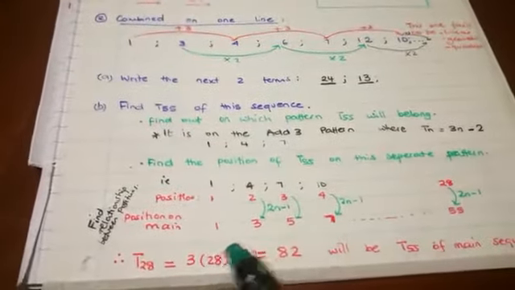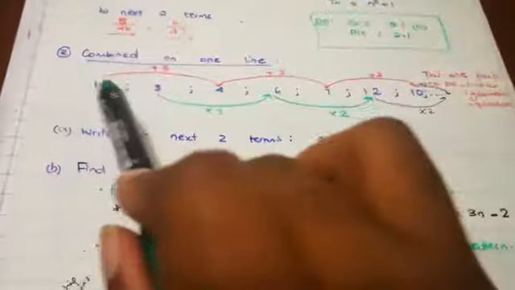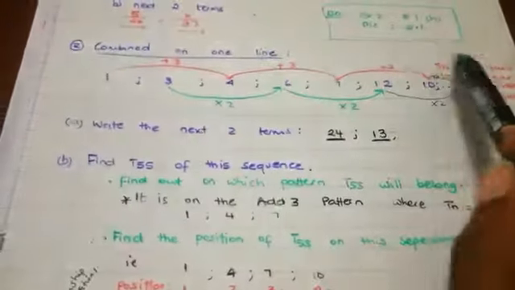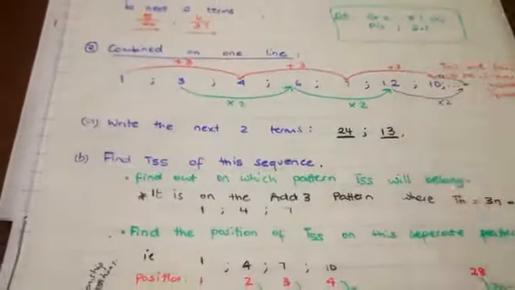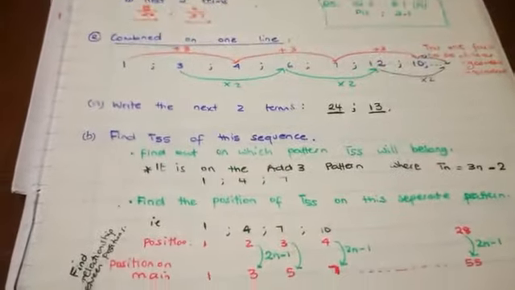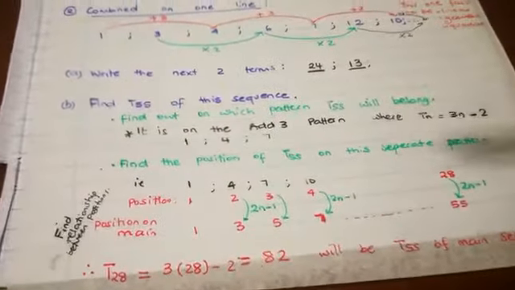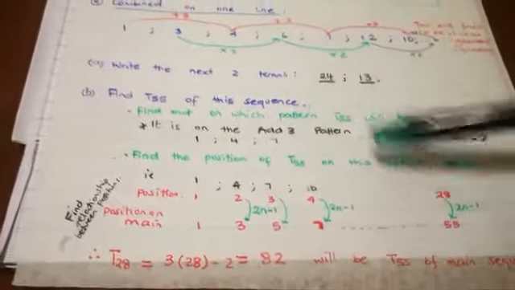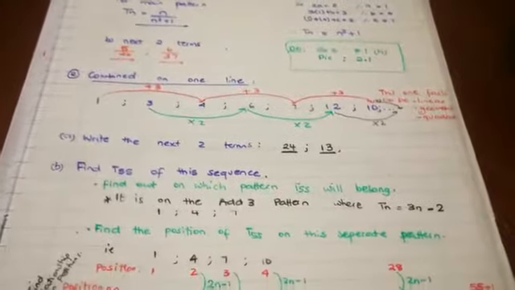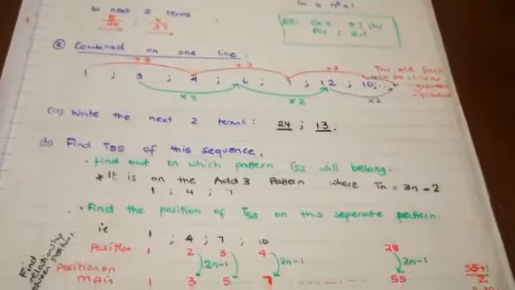Term 55 will not be term 55 of the red sequence. It will be 55 in the main sequence, yes. Then you have to find the position of it. And as you can see, the positions on the red sequence are smaller than the positions of the main sequence. So these are some of the questions that you may find in a test or in an exam, in addition to just a general quadratic number pattern.